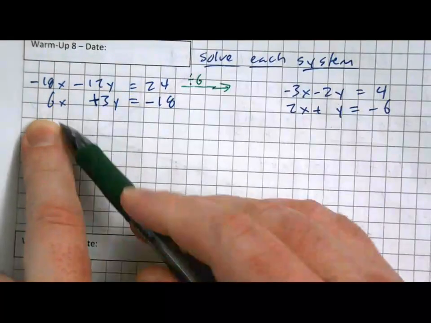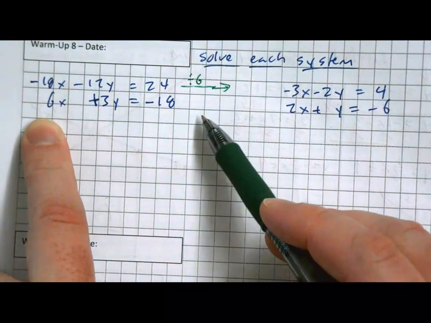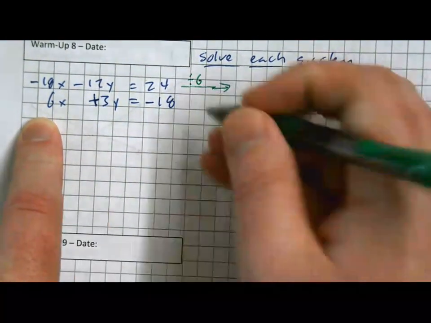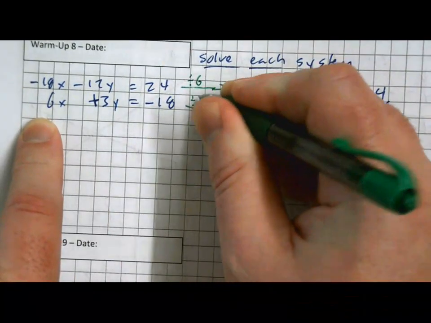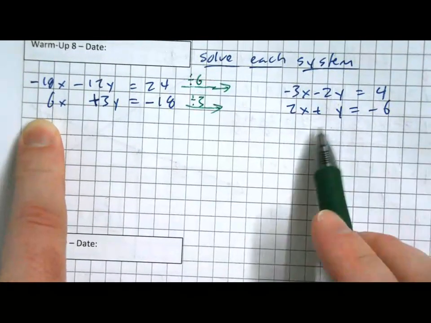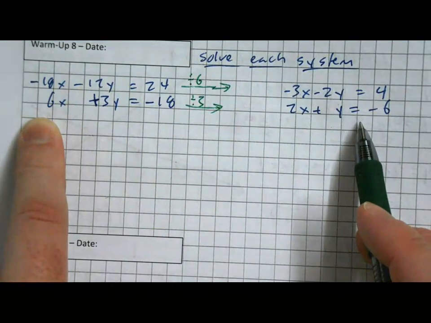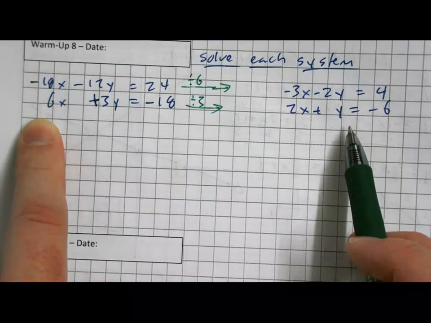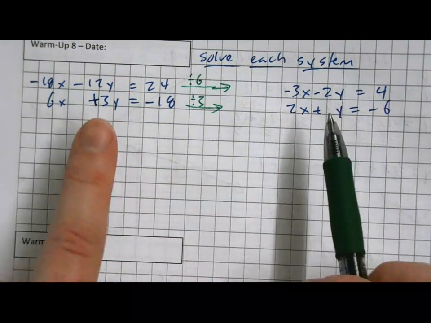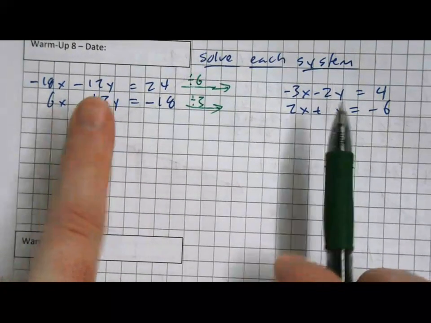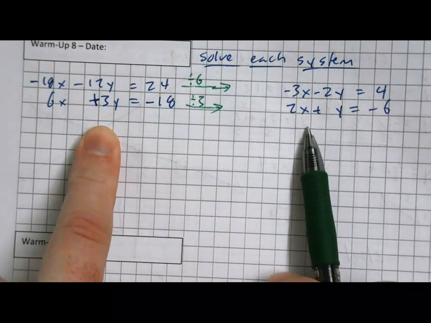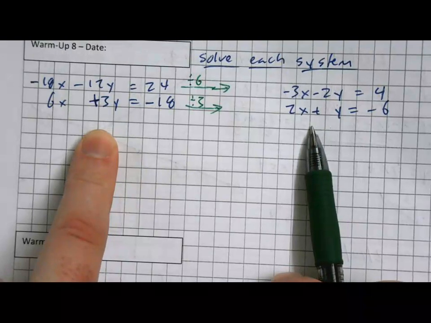Tell me, what number could I divide 6 and 3 and 18 all by? Those can all be divided by 3. If I divided all those things by 3, wouldn't I end up getting this exact thing over here? Yes? Now, I'm going to tell you right now that these two equations, or these two systems of equations, have the same solution. They are the same system of equations.